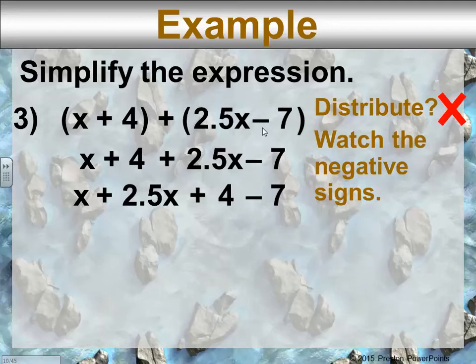Okay, so now we have like terms by each other, so these x terms can get added together. Remember, there's a 1 right there, so 1x plus 2.5x is 3.5x, and 4 minus 7 is going to be a negative 3. So watch what happens here. I write minus 3. So 3.5x minus 3.